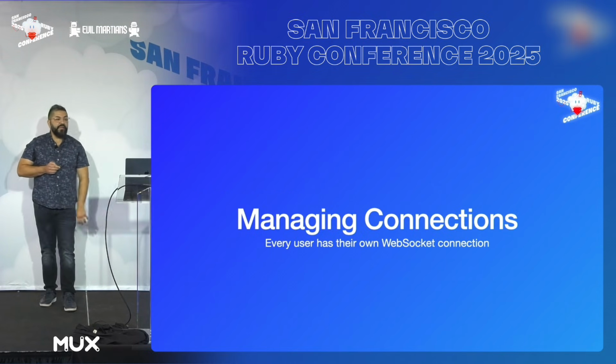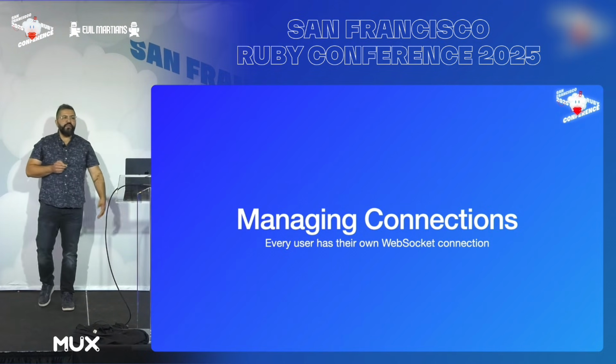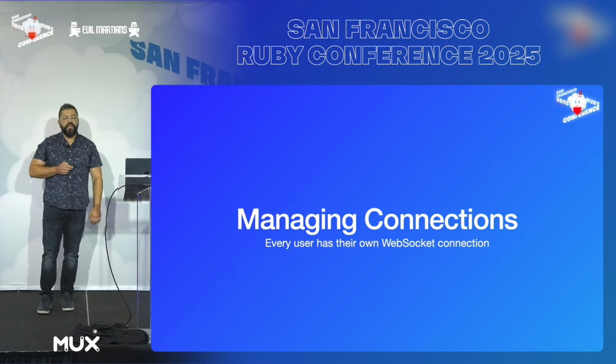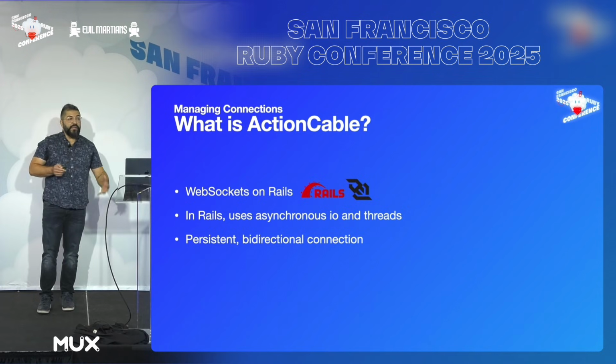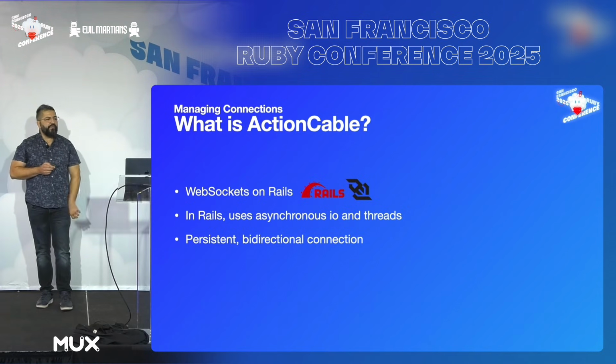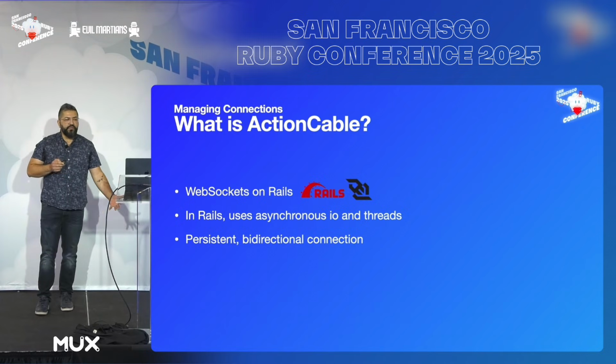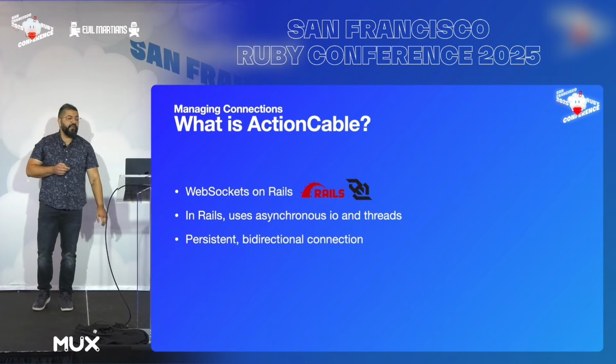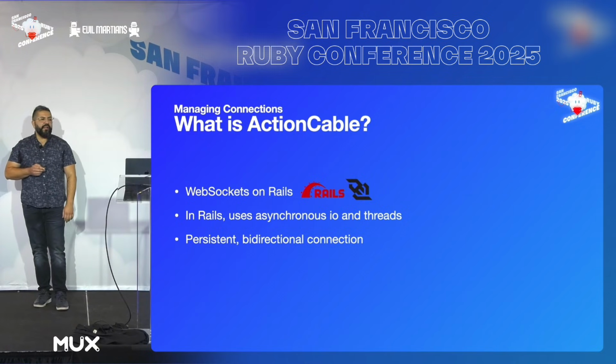So we'll start with managing connections. Generally in real-time collaboration, every user has their own WebSocket connection. We'll start by talking about ActionCable a little bit, since that's what AnyCable is compatible with. It's WebSockets on Rails. In Rails, it uses asynchronous I/O and threads to get the WebSockets working, and that gives you that persistent bidirectional connection.